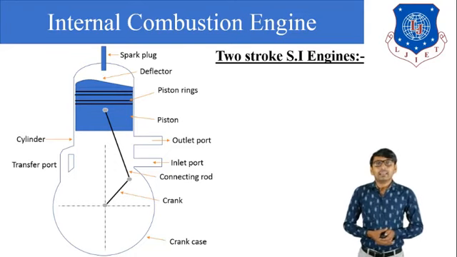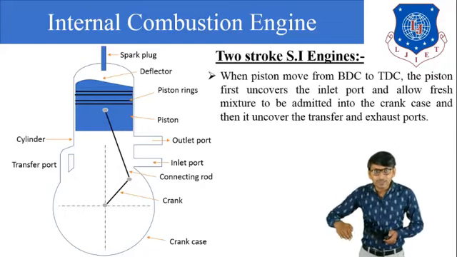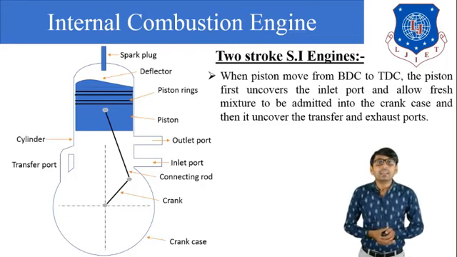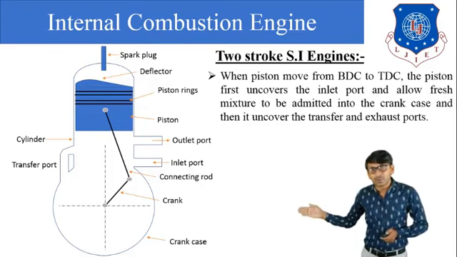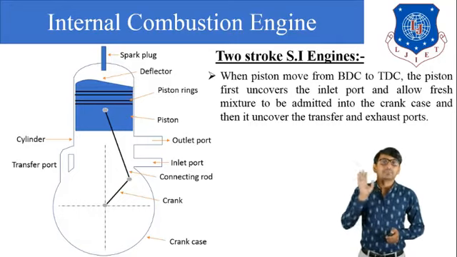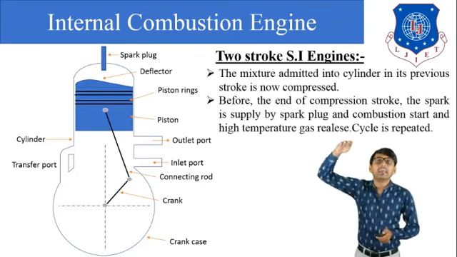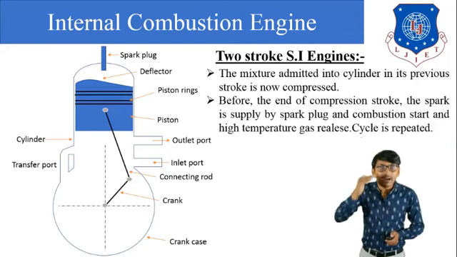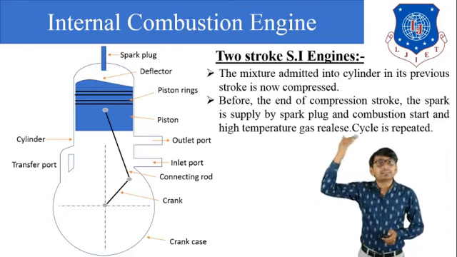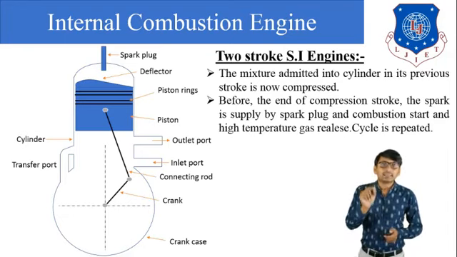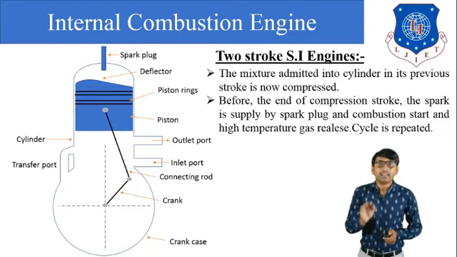Okay. Now in the second stroke, the piston moves from BDC to TDC and uncovers the inlet port. So a new mixture of petrol and air enters the crankcase through the inlet port. When it moves in the upward direction, the mixture present at the upper side of the piston, which was transferred in the previous stroke, is compressed, so pressure and temperature increase. At the end of the second stroke, a spark is supplied by the spark plug, so combustion of fuel starts and high temperature gas is released, and the cycle repeats.